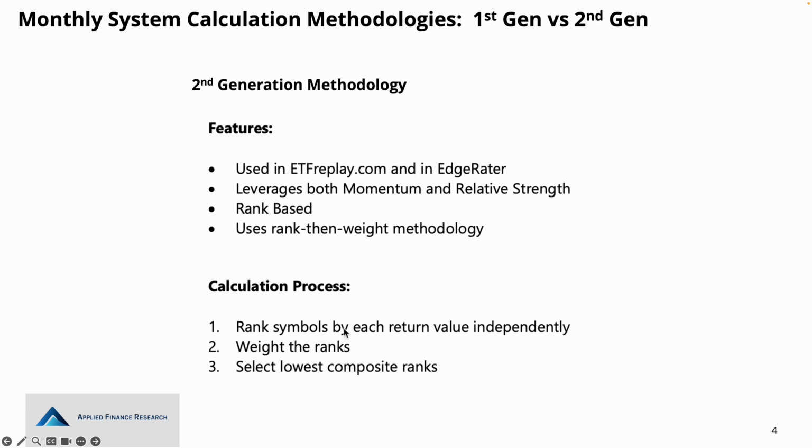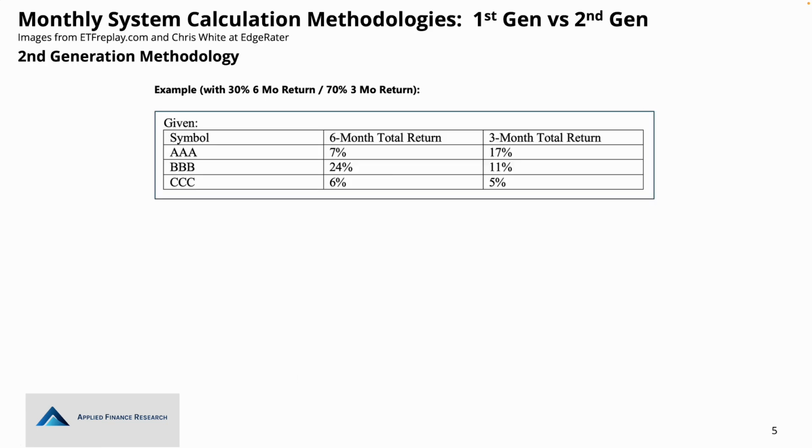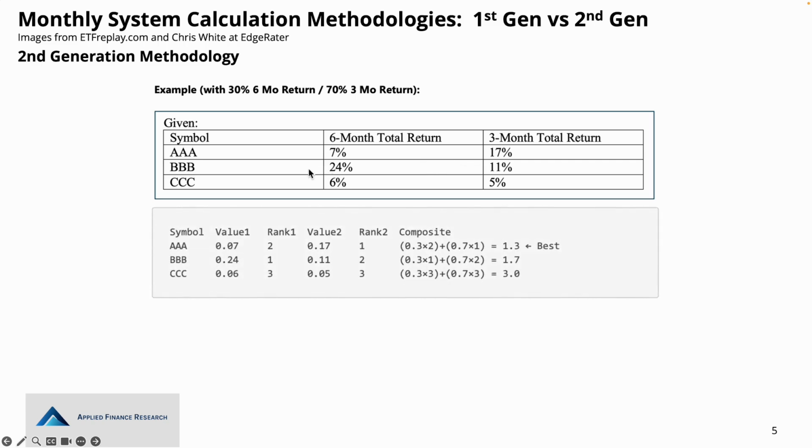We rank the symbols by each return value independently. We weight the ranks, and then we select the lowest composite ranks. Again, that could sound a little bit abstract, so let's do another math example. So here we have the same system with a 30% weighting on a 6-month return and a 70% weighting on the 3-month return. We have our same 3 symbols, and we have the exact same 6-month total return and 3-month total return values for these symbols. So the math will now look like this.